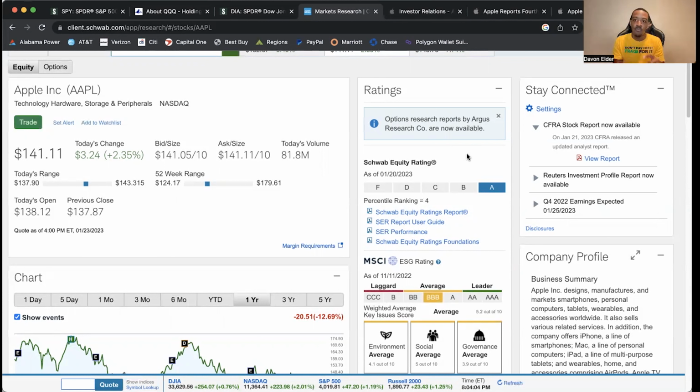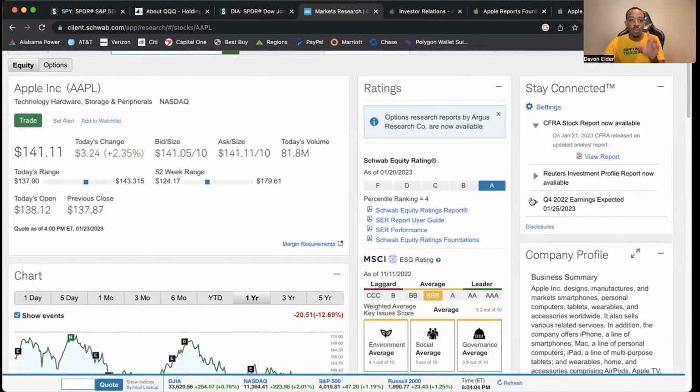Read the company profile, read the business summary, and see if this is something that you even want to invest in. If this is something that doesn't interest you, or is really just not in your wheelhouse, to where you really don't understand it, save your time. Don't do any more research behind it, but just read this company profile.